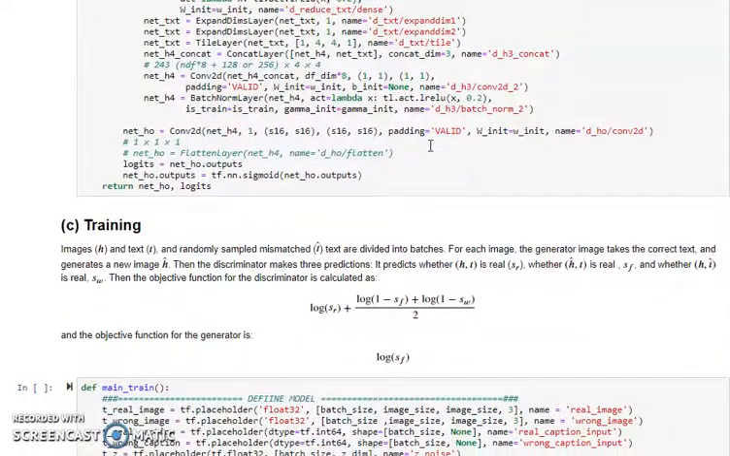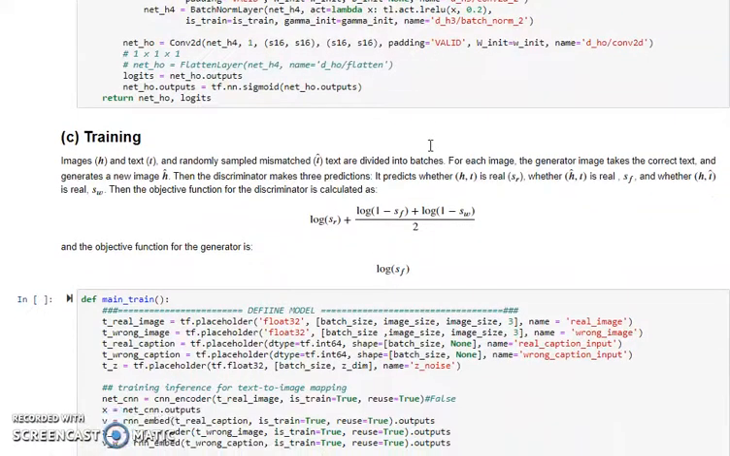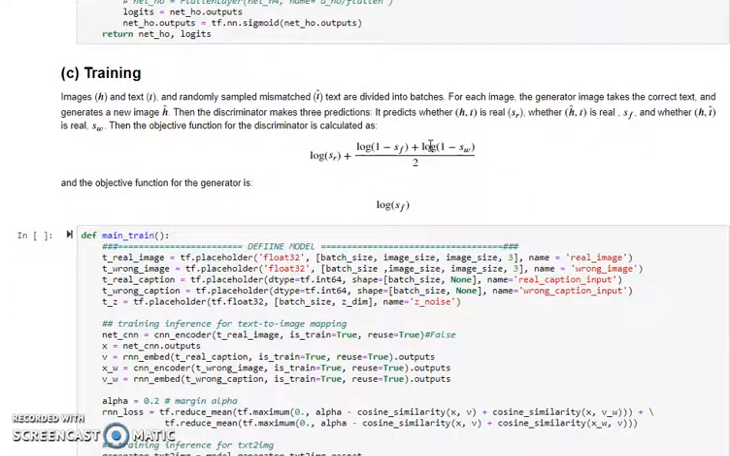The way I go about training this network is through randomly sampling images and text from a dataset, and then also sampling mismatched text to go with each image. Then for each image, the generator takes the correct text and tries to produce a new image. Then the discriminator makes 3 different predictions.